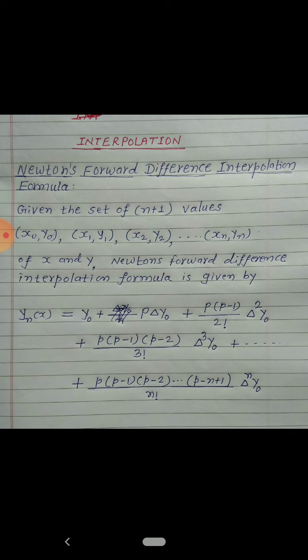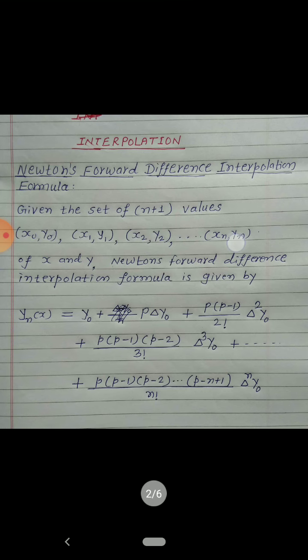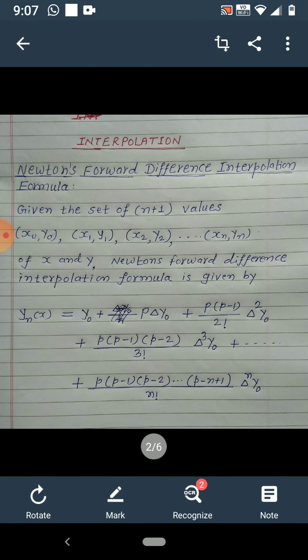Now, I have written here Newton's forward difference interpolation formula. Suppose some values of x and y are given to you. These are denoted as x0, y0, x1, y1, x2, y2, xn, yn. That means values of x are x0, x1, x2, xn, and values of y are y0, y1, y2, yn. Then the value of the function is obtained by using the formula.